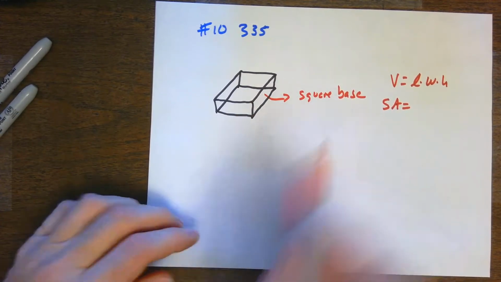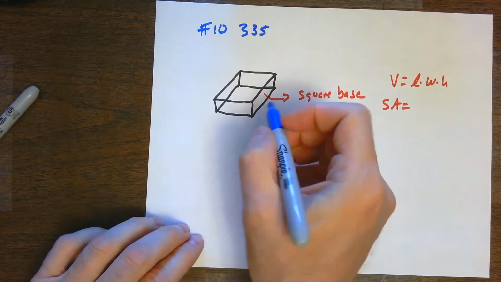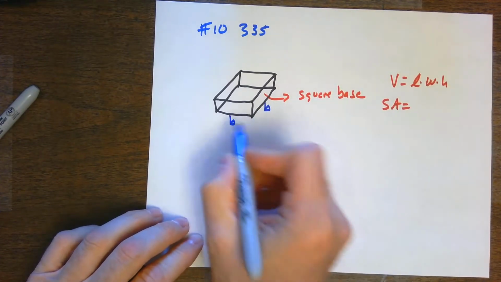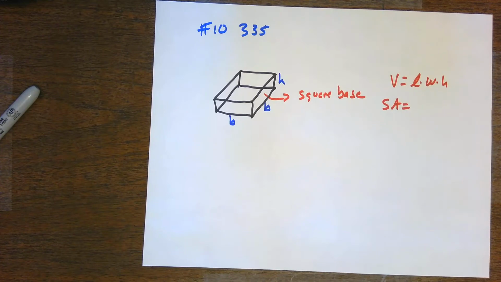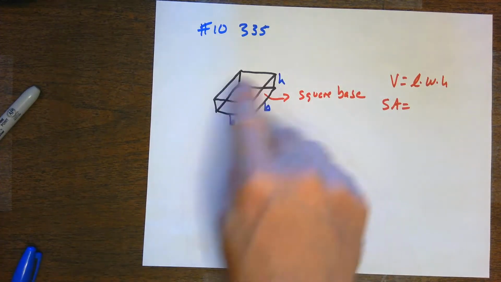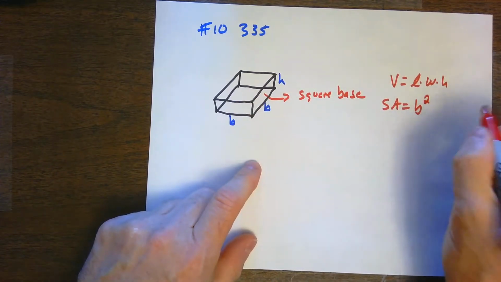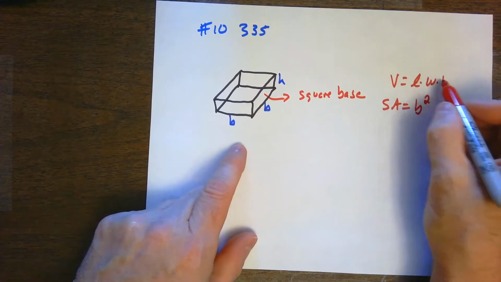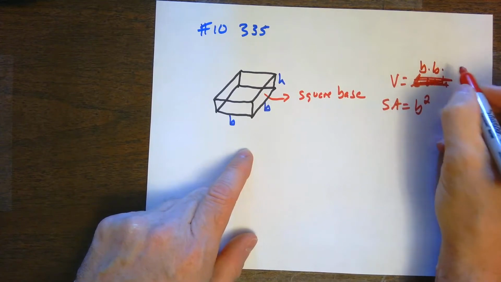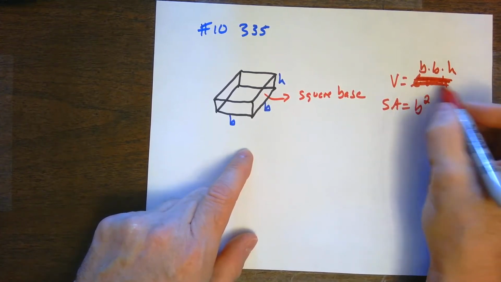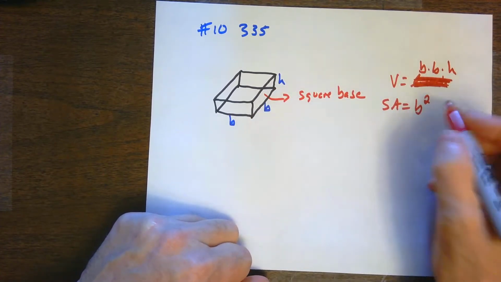Now if it's a square base, that means that each side here has to be the same. If I call it little b and little b for the length of the base, and I don't know what the height is, I'll call that h for a moment here. The total surface area would be the base, which would be b squared. Let's write this in terms of the variables that we just decided. The volume would be b times b times h. That's just the generic formula, length times width times height, but we're saying it's b by h, so I want to use the same variables here.